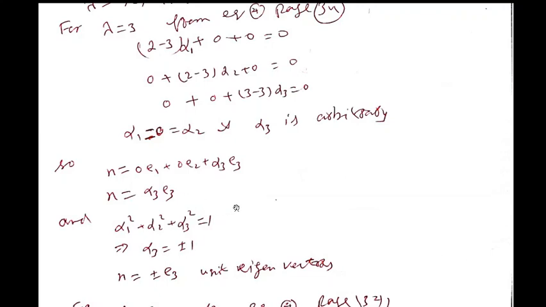To find the unit eigenvectors we will have to use this equation. This is the condition of unity. Unity means that the unit length, n dot n, equals 1. So alpha 1 is 0, alpha 2 is 0, and alpha 3 would be plus or minus 1. So we have n equal to plus or minus e3 as the unit eigenvectors.